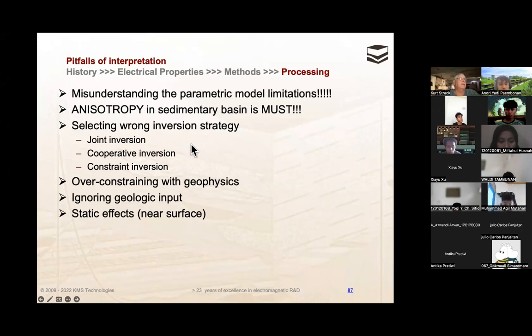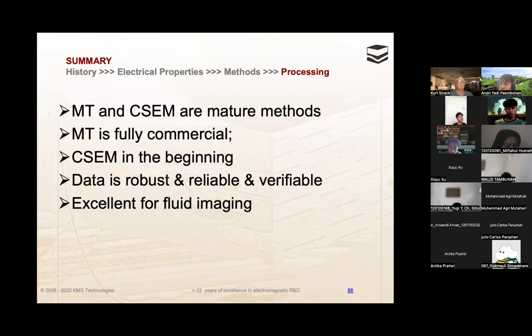And we are almost at the end. So misunderstanding in parametric models is always a limitation. So the geophysicist is his or her own enemy. Anisotropy is mandatory to consider, and you need to have an inversion strategy. And whatever your inversion is, you must include your geologic input. And in most cases, people don't do it. People don't consider static effects, and they just run things mechanically, and they're wondering why electromagnetics doesn't work.